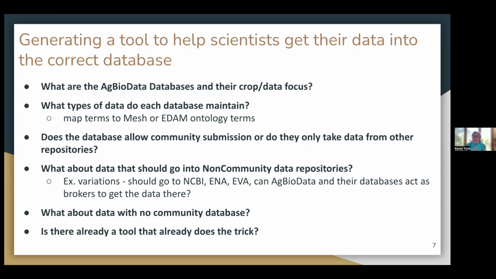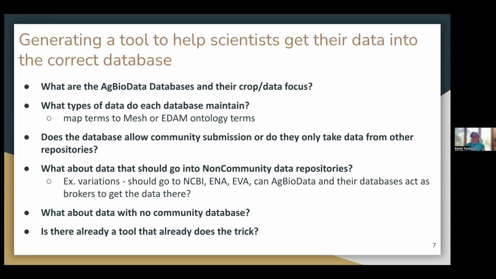The next thing is we need to figure out if the databases allow community submission or if they only take from certain repositories. So this was quite a bit of work to go through, because we do have a lot of members, and the member databases do have a lot of different data. So what about data that should go into non-community data repositories?